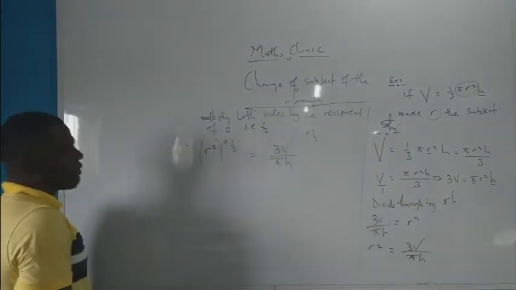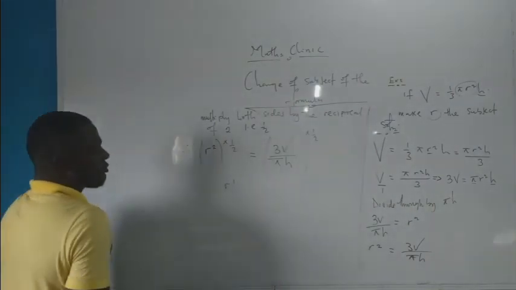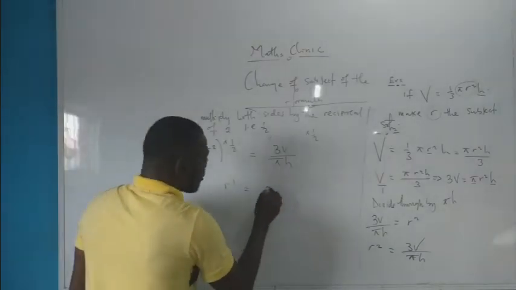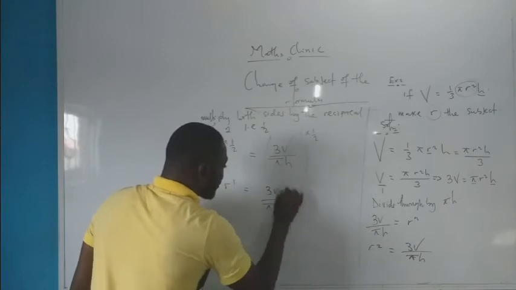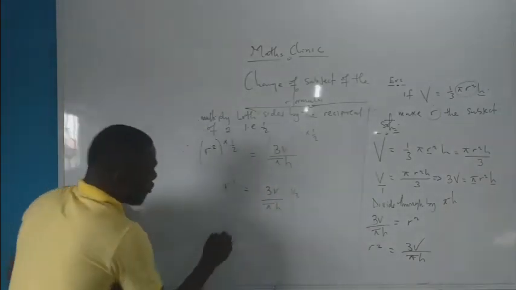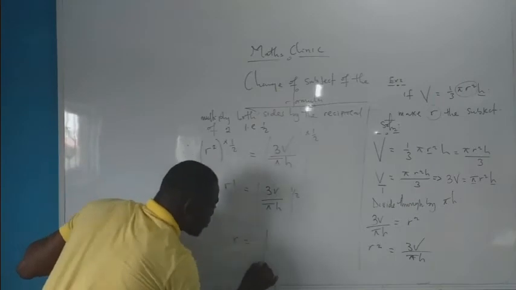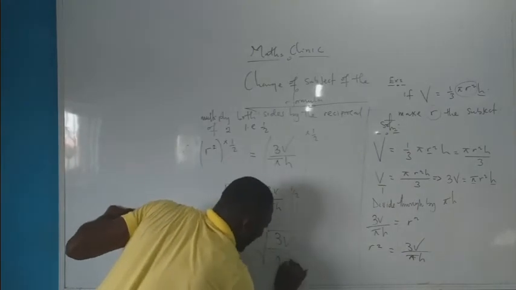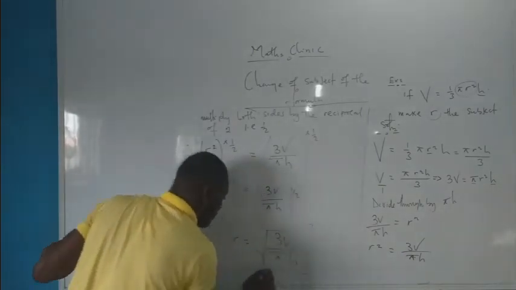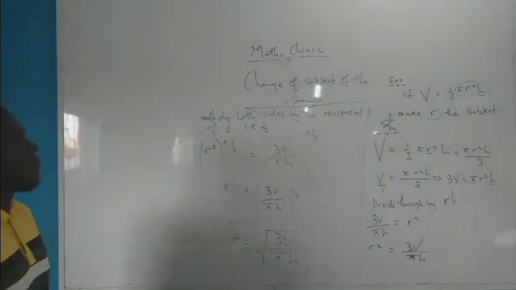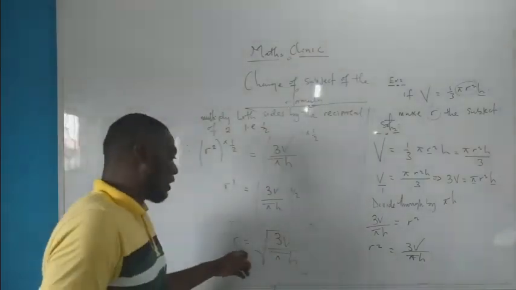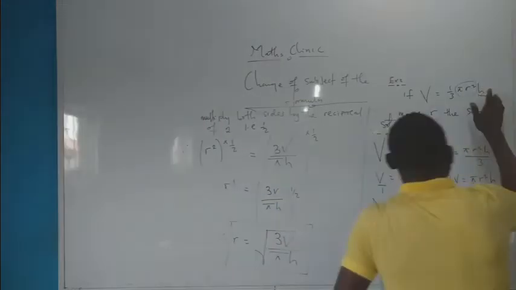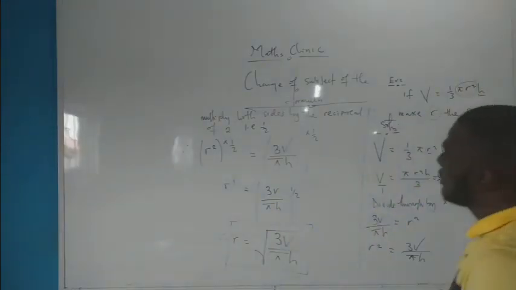This and this will go. That becomes r raised to power 1, equals 3V upon pi h, all raised to power half. So therefore, r equals the square root of 3V upon pi h. That is how to make R the subject of the formula. So if you have to make H the subject of the formula, meaning H to stand alone, it is as simple as that.